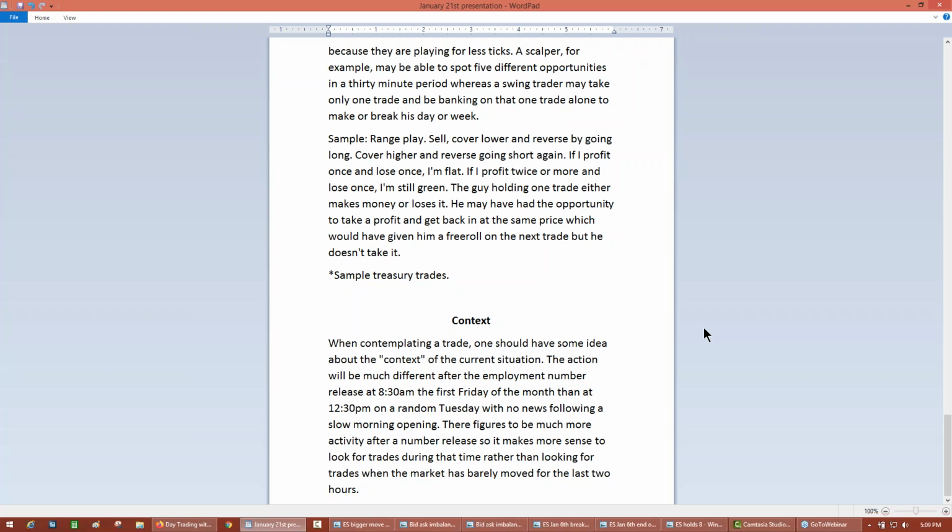And to summarize it, the action after a number, like at 8:30, for example, the employment number for the U.S. is released at 8:30 a.m. on the first Friday of the month. Usually the first Friday, sometimes it's the second, depending on if it's right after Christmas or something. During that time frame, the markets are going to be moving, guaranteed 100%, right? On a Tuesday with no news at 12:30 p.m. lunch hour, the markets may barely be moving at all.